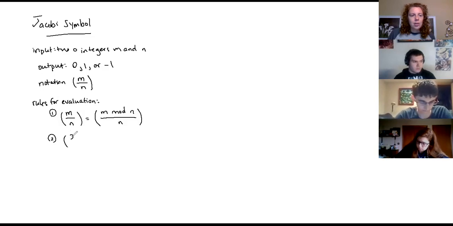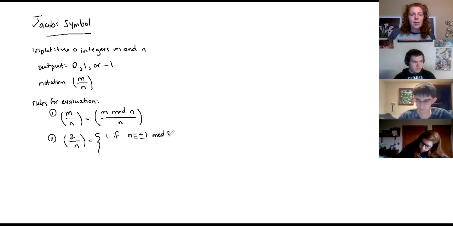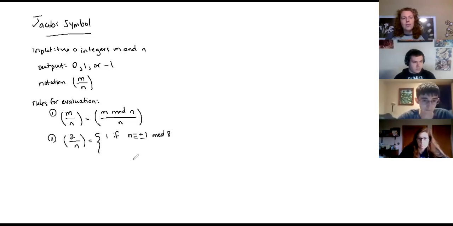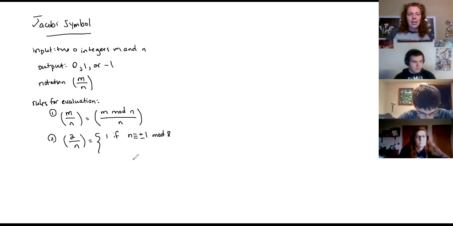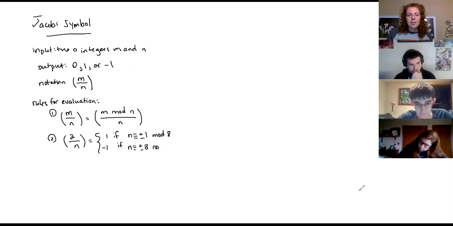Secondly, the Jacobi symbol of 2 over N is equal to 1 if N is congruent to positive or -1 mod 8. So this is a piecewise function. The Jacobi symbol of 2 over N is 1 if N is congruent to positive or -1 mod 8. It's -1 if N is congruent to positive or -3 mod 8.